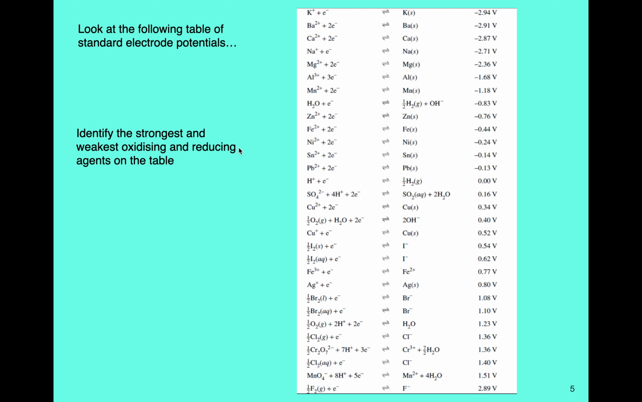Identify the strongest and weakest oxidizing and reducing agents. We'll do that in a second. We're going to draw arrows to show the trends, and we'll discuss the Allen anti-clockwise rule.